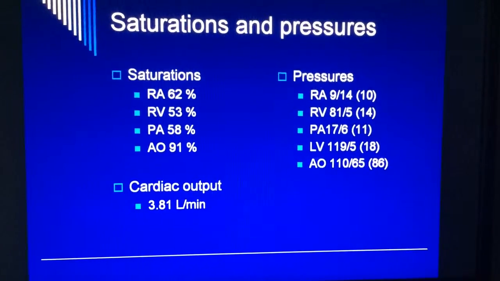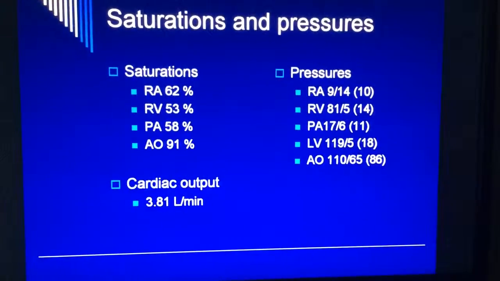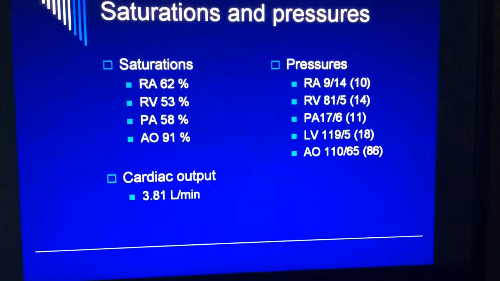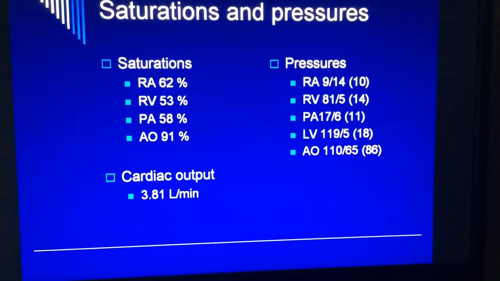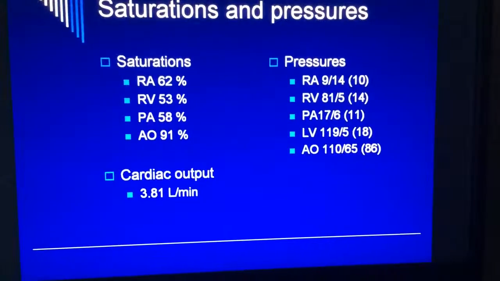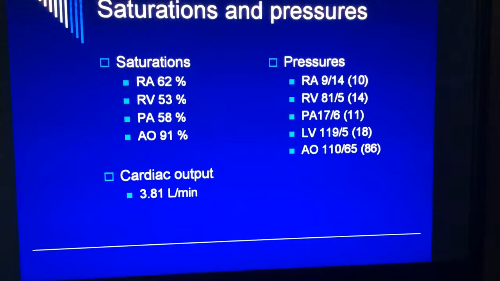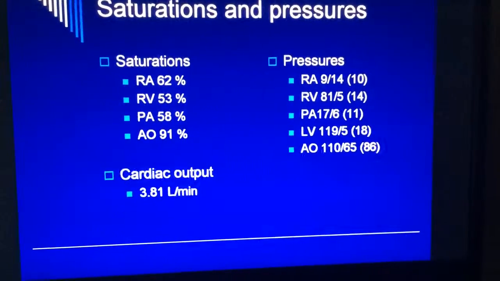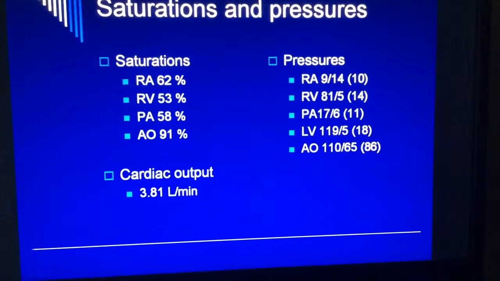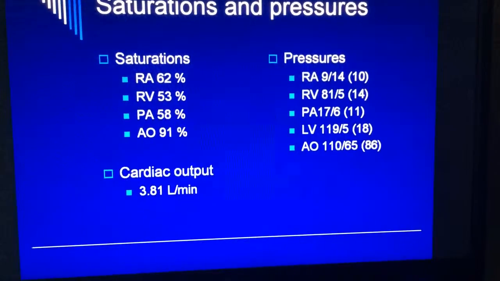His saturations and pressures: the saturations in the right atrium were 62%, right ventricle 53%, PA 58%, AO 91%. His pressures were elevated in the right atrium, right ventricle, and in the pulmonary artery they were a little lower, and the left ventricle and the AO were normal. His cardiac output was 3.81 liters per minute.